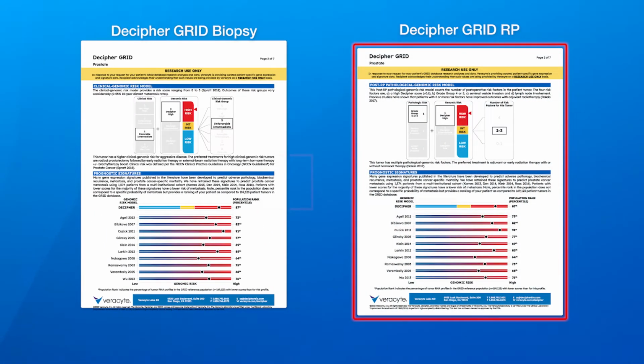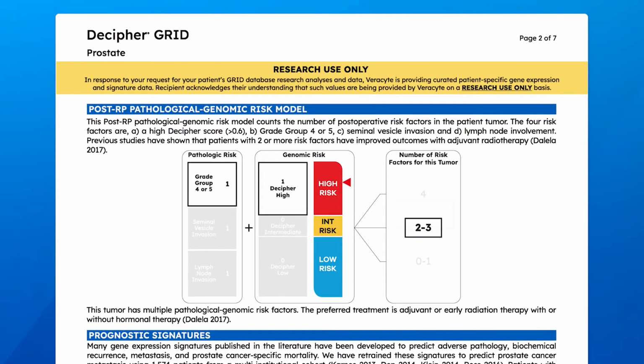On the radical prostatectomy report, you'll find the pathologic genomic risk model that's similar in concept to the clinical genomic risk model, but now it's based off of different clinical pathologic inputs and different data and studies that establish the importance of these factors in the model. Primarily, this model is based on a publication from Dallela et al. in 2017 in the Journal of Clinical Oncology. And it gives us valuable guidance in terms of the timing of post-prostatectomy radiation therapy.